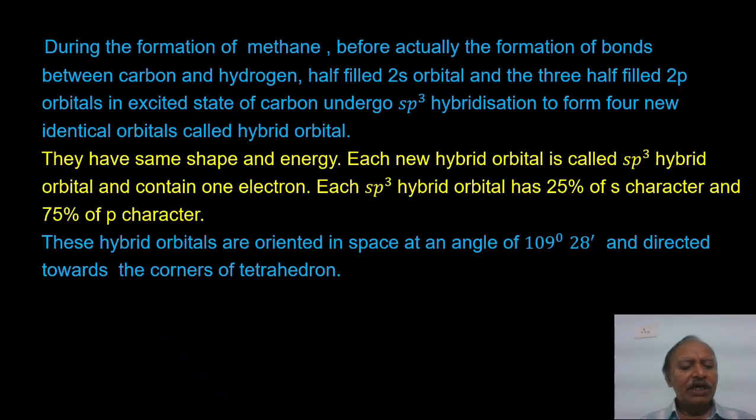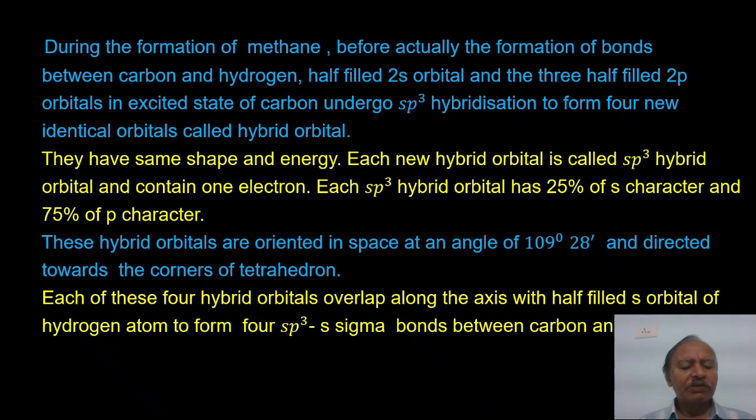They are directed towards the corners of the tetrahedron, and for this reason the methane molecule has a tetrahedral shape. Now these hybrid orbitals overlap with the s orbital of the 4 different hydrogen atoms. Each hybrid orbital overlaps along the axis with the s orbital of a hydrogen atom, and that results in the formation of the 4 bonds between carbon and hydrogen.